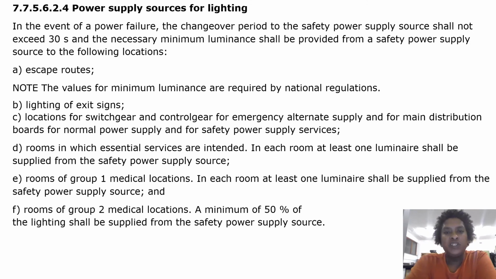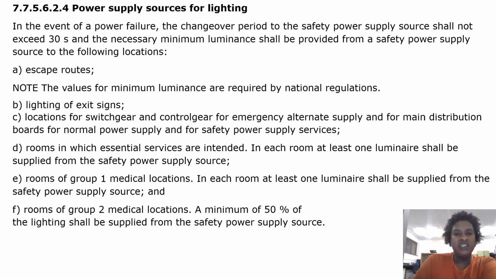Power supply sources for lighting. In the event of a power failure, the changeover period to the safety power supply source shall not exceed 30 seconds, and the necessary minimum luminance shall be provided from a safety power supply source to the following locations. Escape routes. Note, the values for minimum luminance are required by national regulations. Lighting of exit signs, location for switchgear and control gear for emergency alternate supply, and for main distribution boards for normal power supply and for safety power supply services.